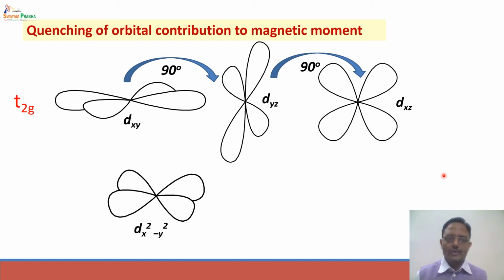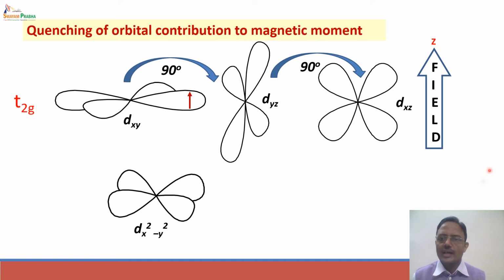Now T2G orbitals also can cause orbital contribution to magnetic moment in specific cases. Let us discuss the electronic configurations of these T2G orbitals one by one. If there is one unpaired electron in T2G orbital, and we apply an external magnetic field along the z-axis, now this electron is present in the dxy orbital. The applied magnetic field is along the z direction. Hence, this cannot contribute to the magnetic moment at this particular moment, because this electron has an orbital motion in the xy plane.